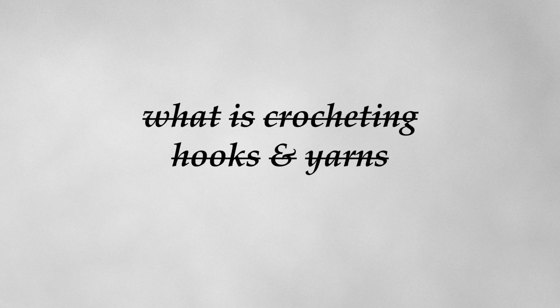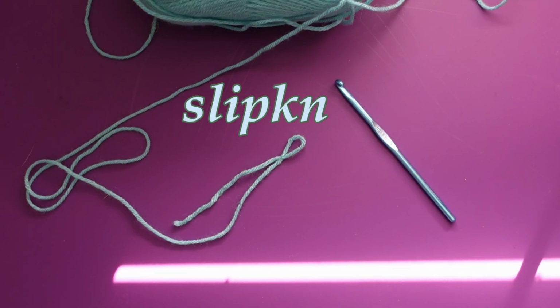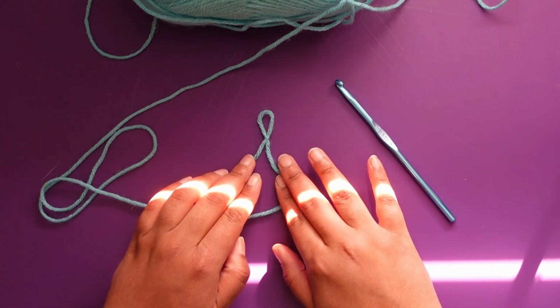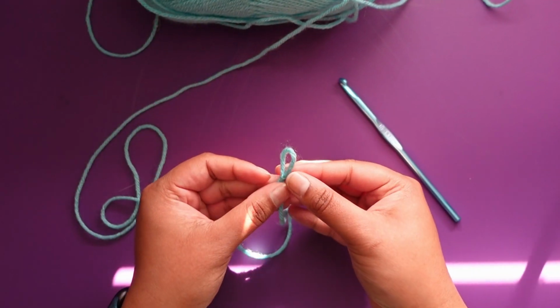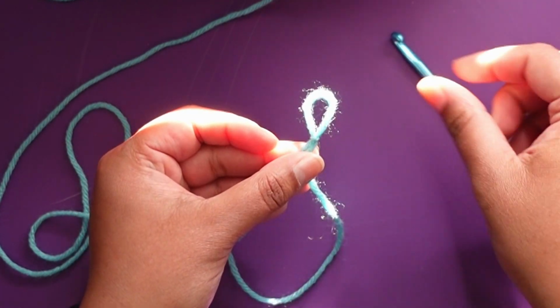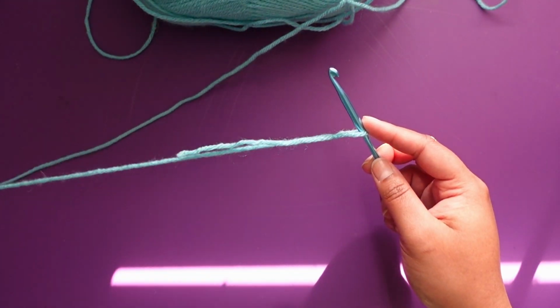Now that we have all of the basic materials out of the way, let's talk some terminology. Let's start off really strong with slip knots. This is the basis of all of our crocheting projects. Here is what a slip knot looks like. A slip knot basically acts as a knot that's going to let you work without your yarn unraveling from the bottom. As you can see, it's a little loop that you create with a hook. And this loop is what you put your hook in and start crocheting your work in.